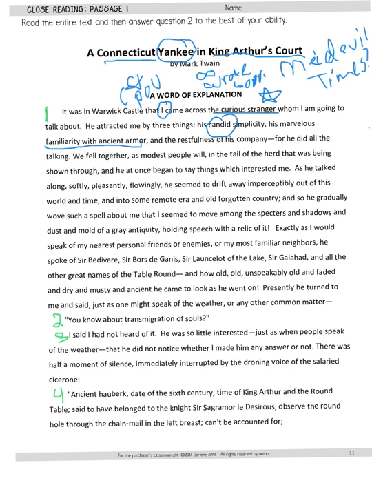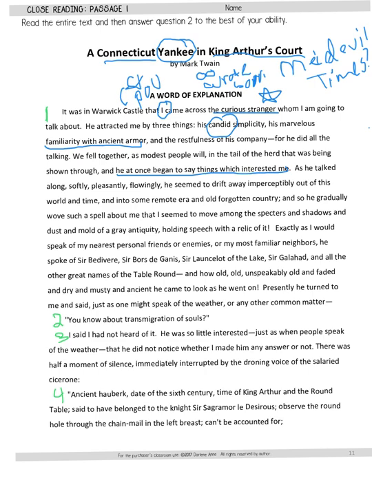We fell together. I don't think they actually fell. It means that they must be walking together, as modest people will, in the tail of the herd, or group of people, okay, that was being shown through. And he at once began to say things which interested me. Oh, so he likes him. He at once began to say things which interested me. Okay.